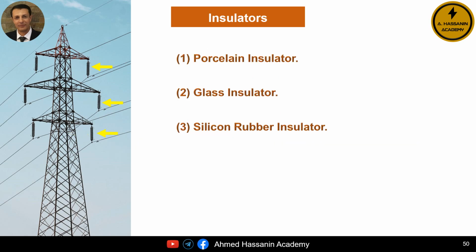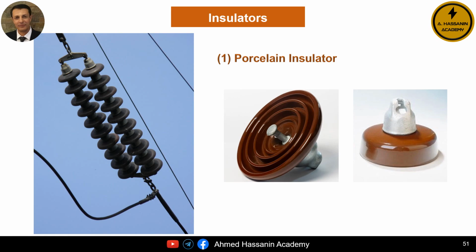Therefore, we need to understand together what are the types or the most important types of insulators used in overhead transmission lines. The first type is the porcelain insulators. The second type is the glass insulators. The third type is the silicone rubber insulators. In the image in front of us, we see the shape of a porcelain insulator, and of course, a group of the discs shown here are assembled to form an insulator string as shown in the image.